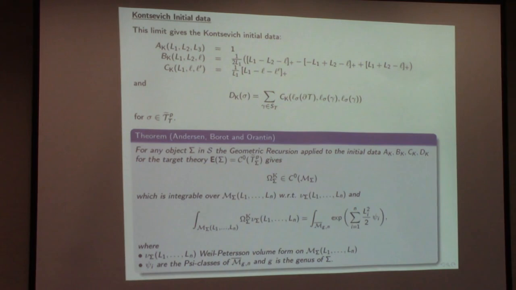So in other words, these guys here determine these, and these guys here determine these. And of course these are the ones that Maxim worked with when he proved the Witten conjecture. Okay, so that's another example; you now have two examples from Teichmüller theory.